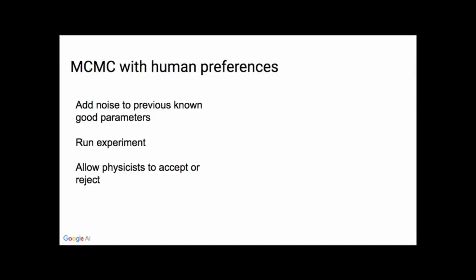So in fact, we came up with something called the optometrist algorithm, which is essentially Markov chain Monte Carlo, but with human preference on the inputs. And let me give you a little animation of how it works. So you start someplace, and then you add a bit of noise with some parameter settings. So you set all the parameters.